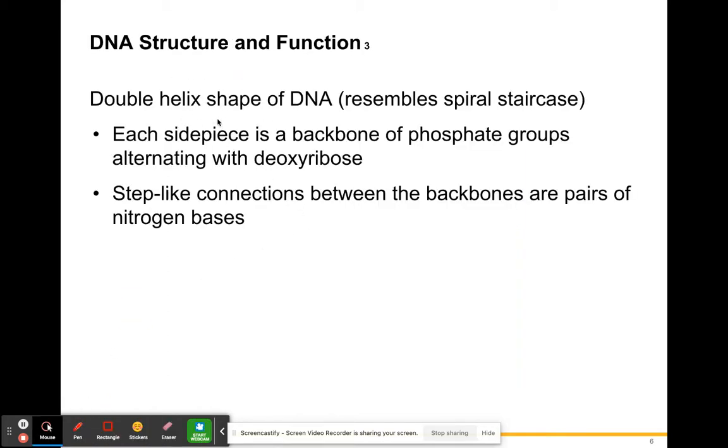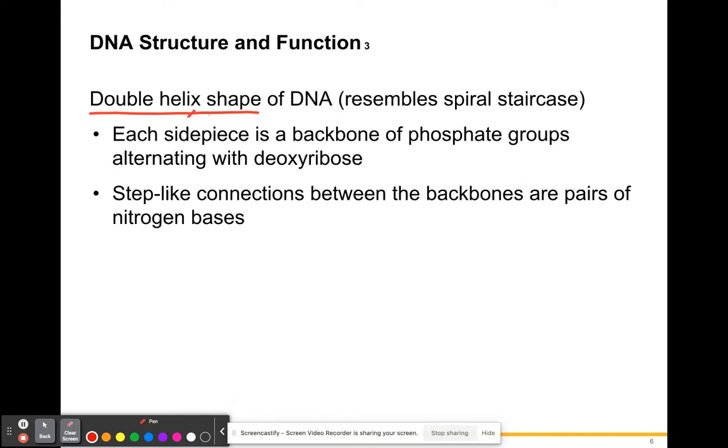So DNA has this famous double helix shape that is known by everybody nowadays. It was only discovered in like 1953, the actual structure of DNA, by a group of guys named Watson and Crick. It resembles a spiral staircase. No one understood what the shape of DNA was. They knew it was important, but they didn't know the shape, and they figured it out.